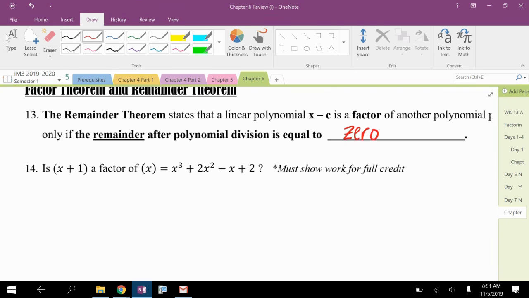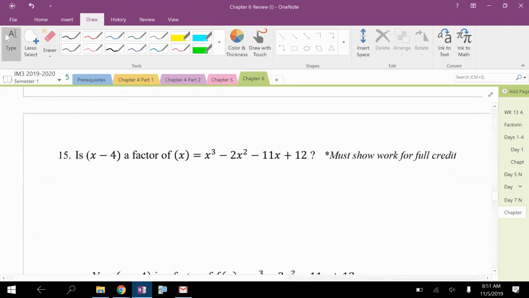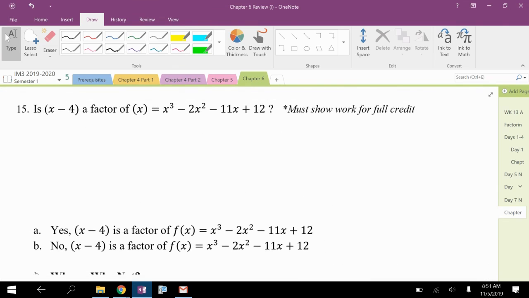All right, so we're doing odds, so go to 15. Just stay consistent.